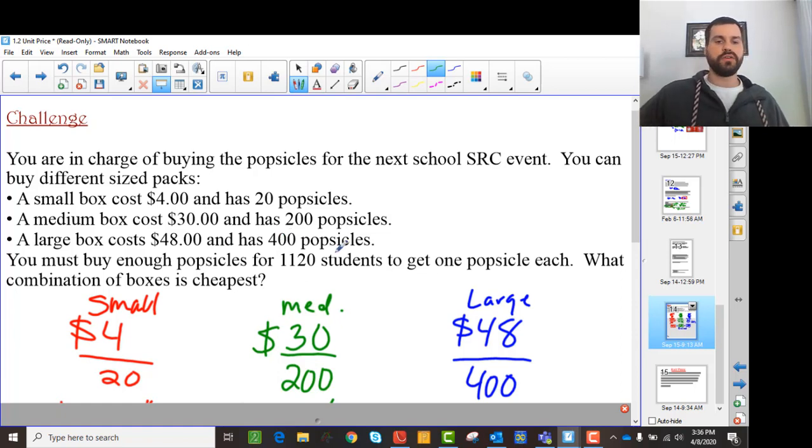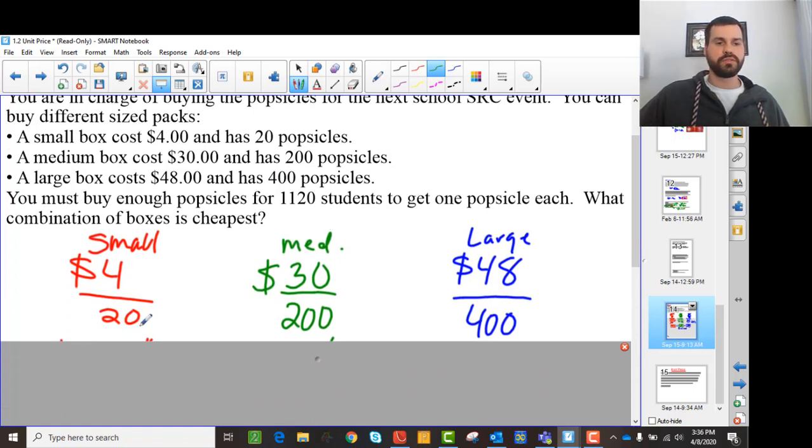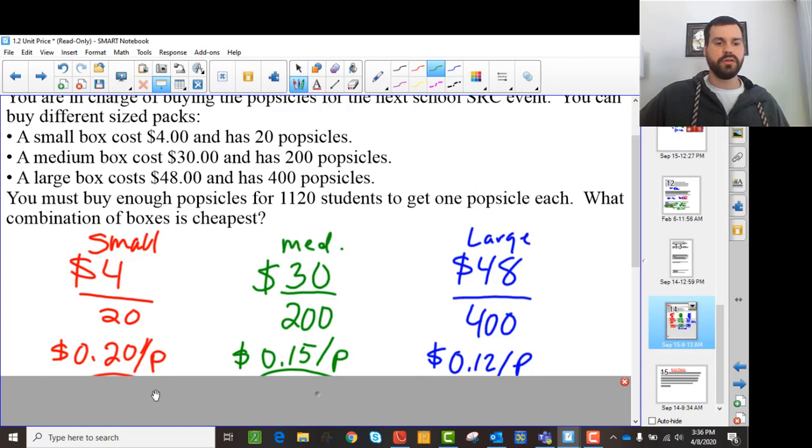So the first thing we want to do is figure out what is the unit price for each of these. So the small one's $4 for 20. Unit price is 20 cents a popsicle. $30 divided by 200 is 15 cents a popsicle. And then $48 divided by 400 is 12 cents a popsicle. So this guy right here is the best deal. This is what we want to do. Okay, but we have to buy them in sets of 400.